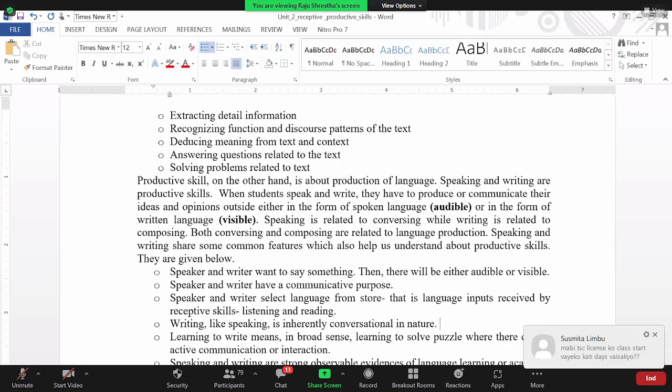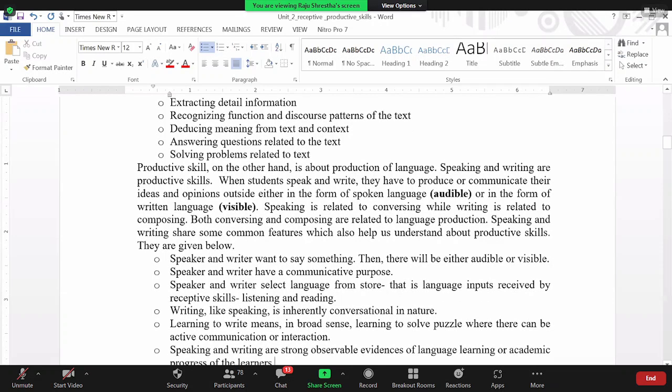So a kind of interaction will be within the mind. भित्र interaction हुन्छ, लेख्दाखेरि पनि. For example, कुन चाहिँ ठीक होला, के चाहिँ लेख्ने होला, यसको आन्सर के होला, यसो हुन सक्छ उसो हुन सक्छ. We ask many questions inside, then we write. So this is like speaking, आन्तरिक रूपमा conversational छ यो. Learning to write means, in a broad sense, learning to solve puzzles where there can be active communication and interaction.